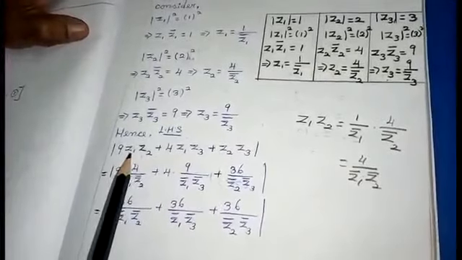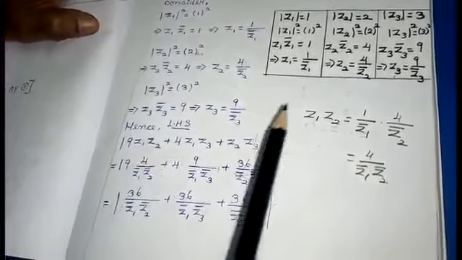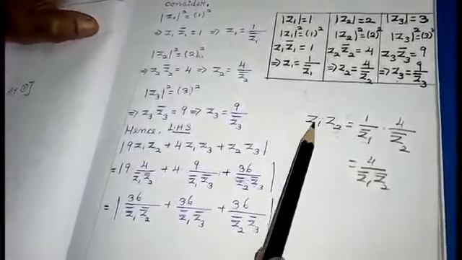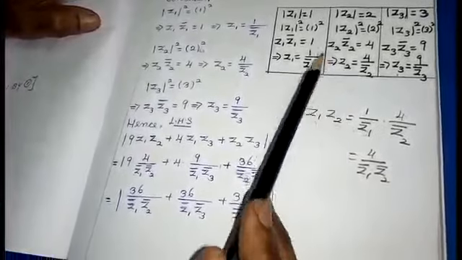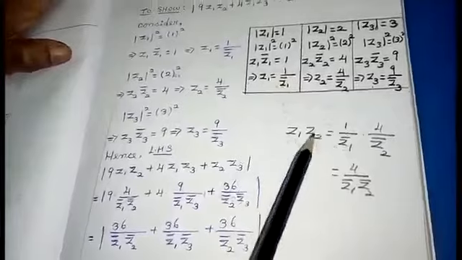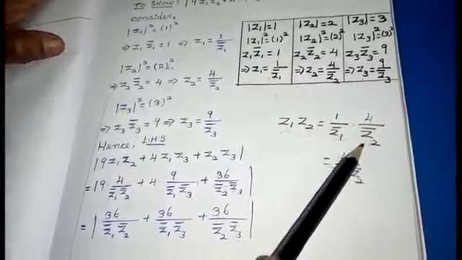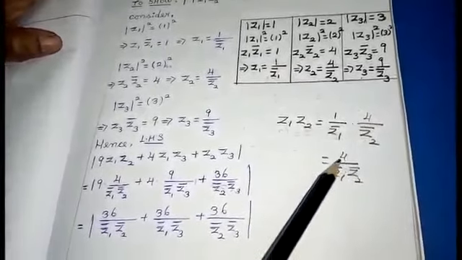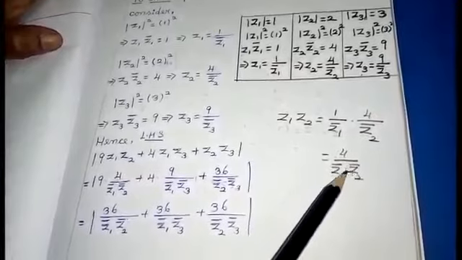First I am going to take z1 into z2. Z1, just see here, z1 into z2 equal to, what is the value for z1? 1 divided by z1 bar, and z2, what is the value? 4 divided by z2 bar. Multiply, you will get the value like this: 4 divided by z1 bar into z2 bar.